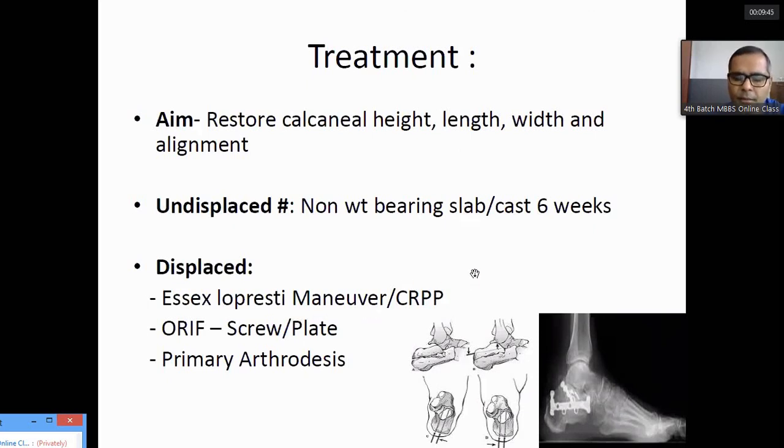Sometimes we open it and fix it with screws and plate. When there is gross comminution and articular incongruency, and we feel the patient cannot bear weight even after 12 weeks because of the pain, then occasionally, though very rarely done, especially in young patients because these calcaneal fractures are seen in young patients, unlike in the elderly, we do this less commonly done procedure, primary arthrodesis. It is also an option.